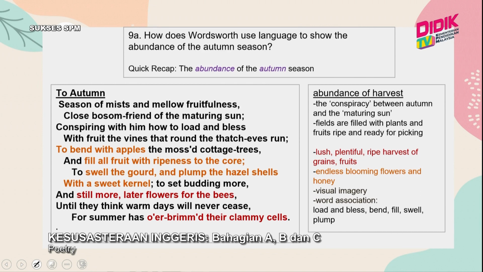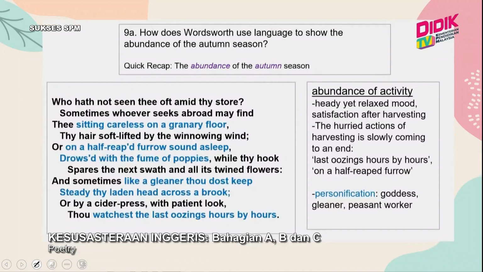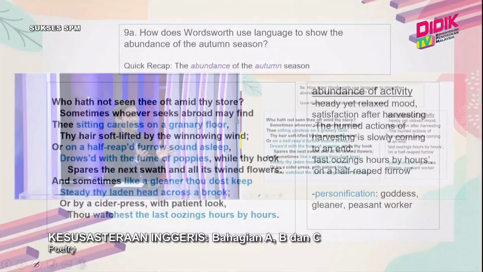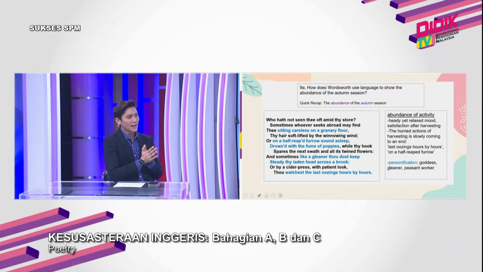Okay, so Hanif is on the right track. He's then going to go on to the second stanza. He's then going to talk about the abundance of the autumn season where activities are concerned. Test you again. What words do you think are appropriate as textual evidence? Since it's mentioning activity, could it be the last line, "thou watchest the last oozings hours by hours"? All right, great, I'm answering hours there.